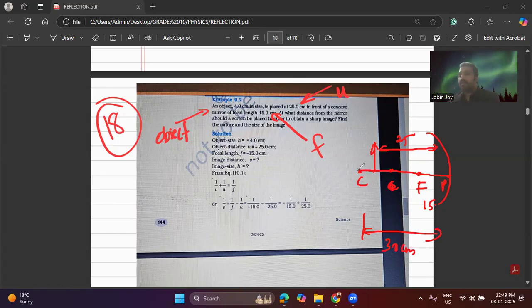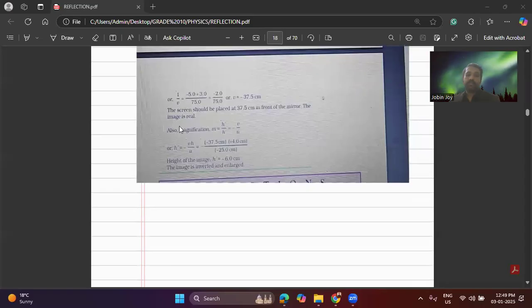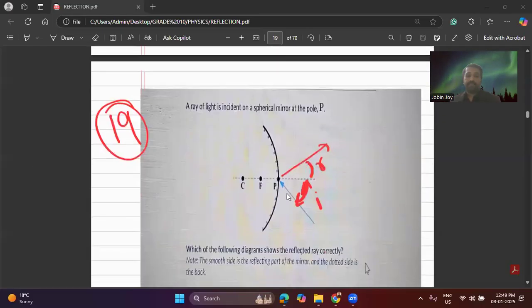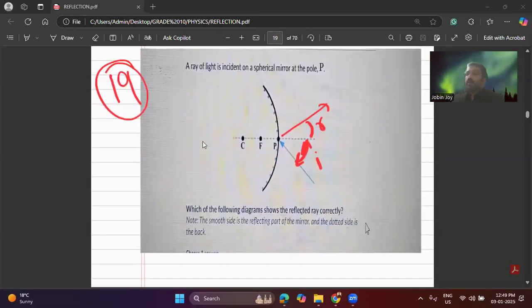If the object is at c, then the size of the image will be same. If the object is in between C and F, we already discussed, the size of the image will be enlarged. And we will be getting image below the principal axis. That means inverted. So what about the nature of the image? The image is inverted and enlarged. So these are some of the problems related to mirror formula and magnification.